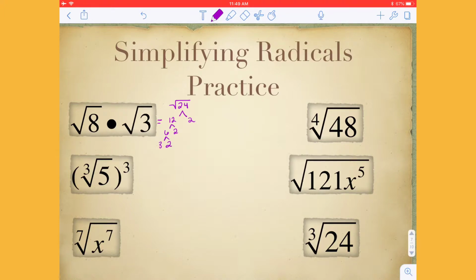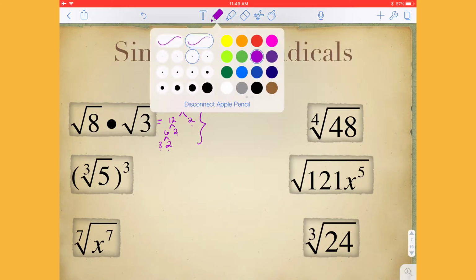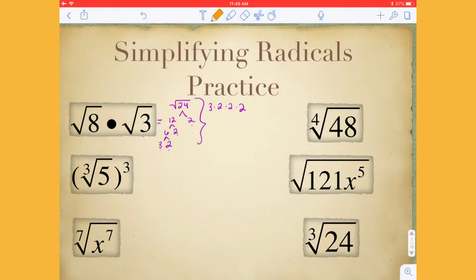And the goal is for the ends of my stems to all be completely simplified, meaning the only multiples are 1 and itself. And once I have that, I'm going to go ahead and draw this little brace here, and I'm going to write out the ends of the stems. 3 times 2 times 2 times 2. And I'm going to create groups. And I'm going to create my groups based off of the type of radical that I have.